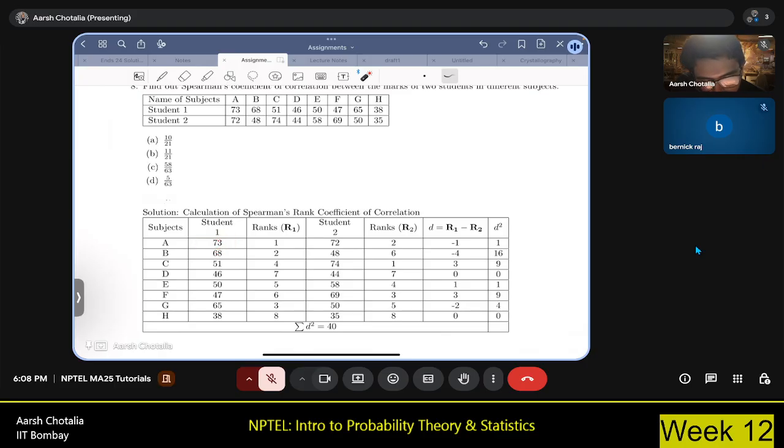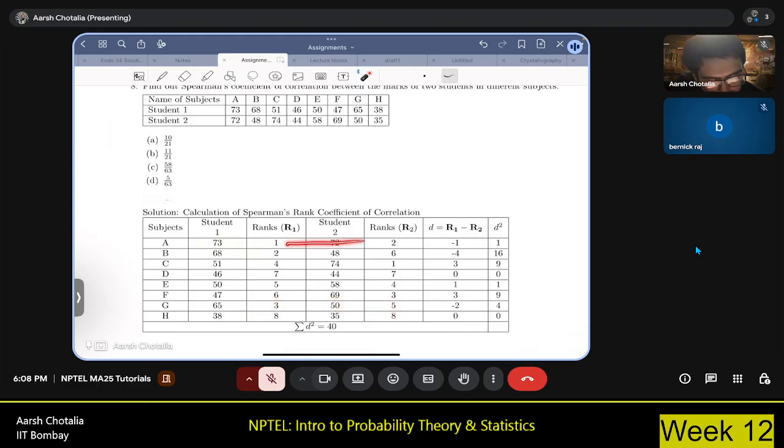For example, for student 1, the highest marks is 73, so that gets rank 1. Similarly, 68 is second highest, so that gets 2. Then 65 is the third highest, so that gets rank 3. Now against rank 3, student 2 has 50 marks, and that has rank 5. So there is a difference in 3 and 5.